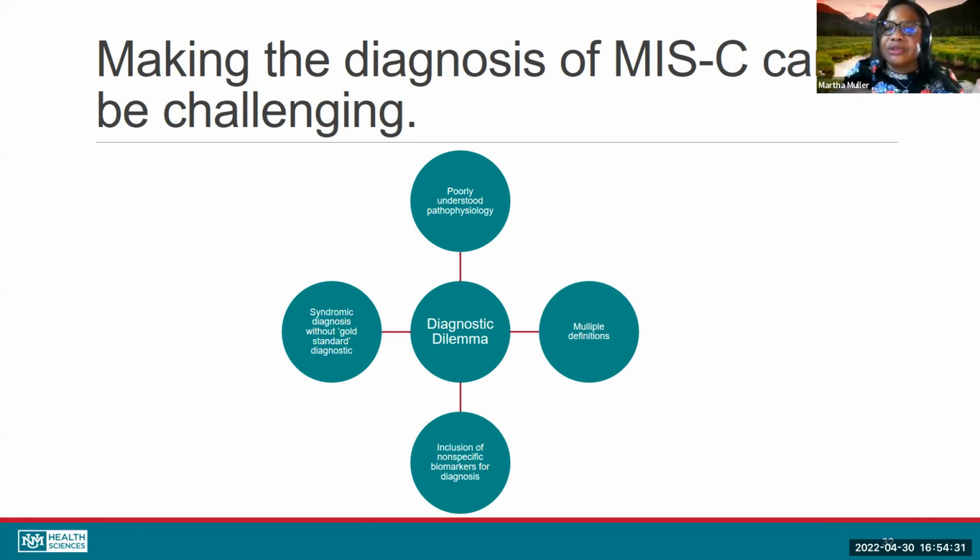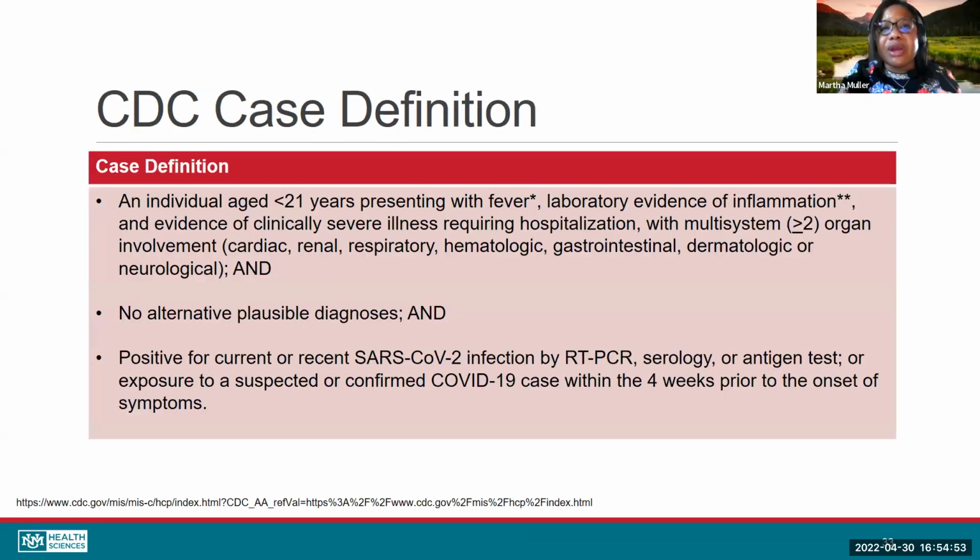It's a little difficult to diagnose sometimes. It's a syndromic diagnosis, and we don't have a gold standard. So I don't have one test I can do that tells me, oh, okay, I absolutely have MIS-C. We're still trying to understand the pathophysiology associated with MIS-C, and there are multiple definitions across countries. They have different ways they define it. Here at the CDC in the United States, the CDC's definition is an individual aged less than 21 years who has fever, has laboratory evidence of inflammation, is clinically severe enough that they require hospitalization, and has multisystem involvement, which is defined as greater than or equal to 2 organ system involvement.